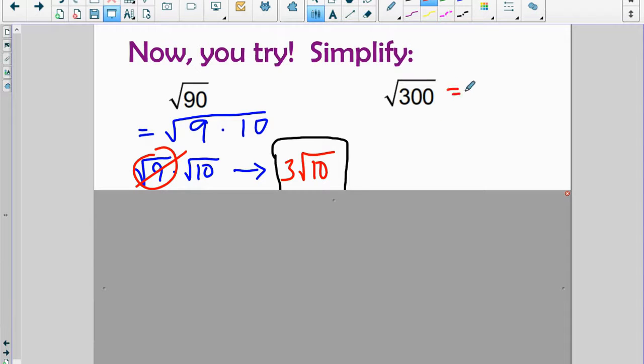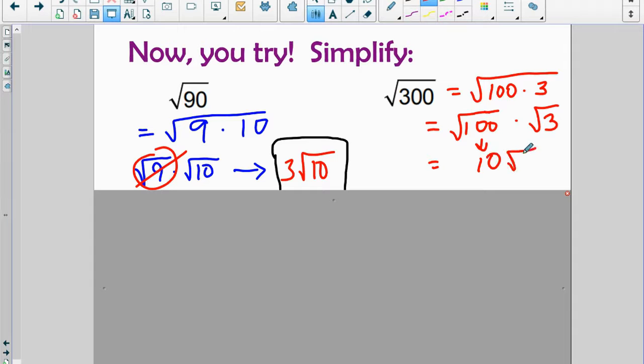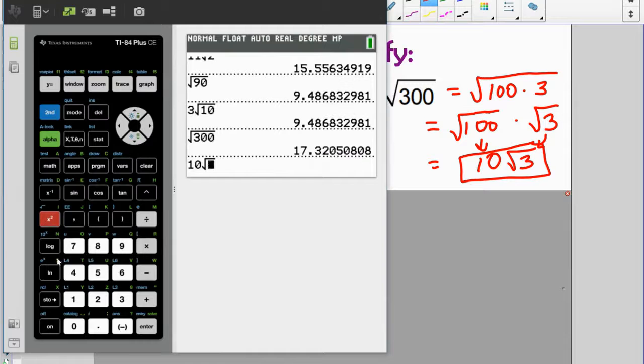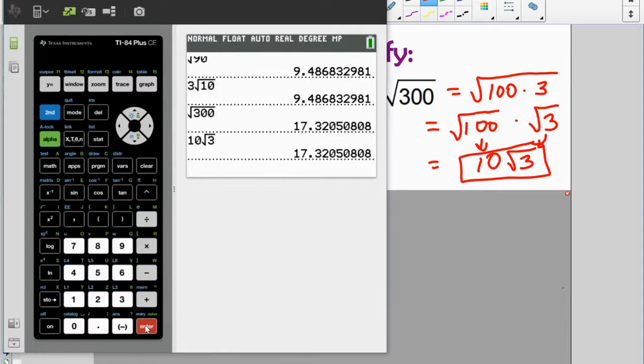So I'm going to start by breaking this into 100 times 3, which was 300. And then I can break that up into two different square roots using my product property. And then I know that I can simplify the square root of 100 is exactly 10. And then I bring down the square root of 3 to be with it. So it should be the same as 10 times the square root of 3. Let's check. 10 square root 3. It is the exact same decimal value. Awesome.